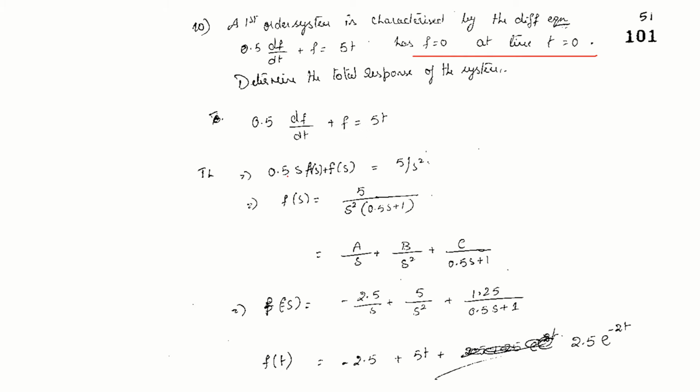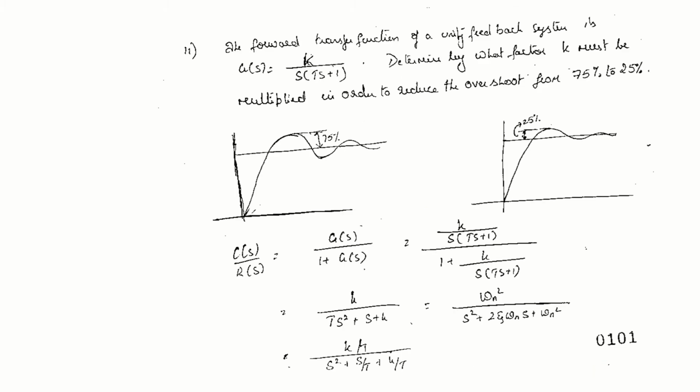So take Laplace, it becomes 0.5 s F of s plus F of s is equal to the Laplace of t, which is 1 by s square. So F of s I have got like this. It is subjected to a ramp input. So split it to partial fractions and take inverse Laplace.